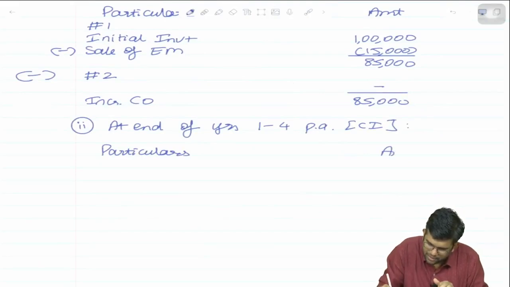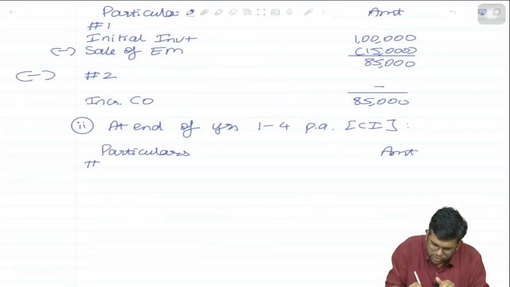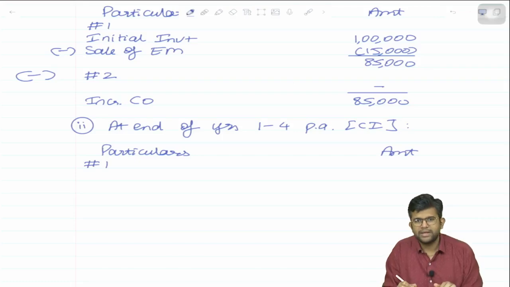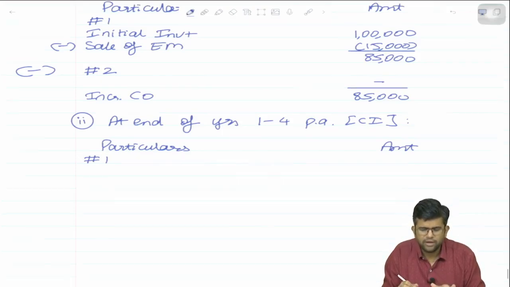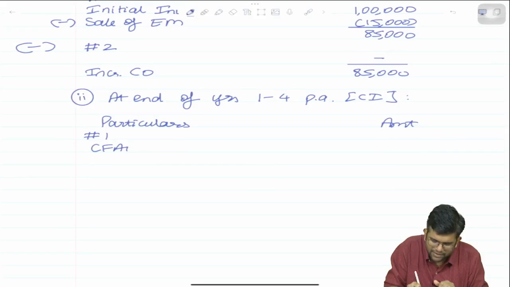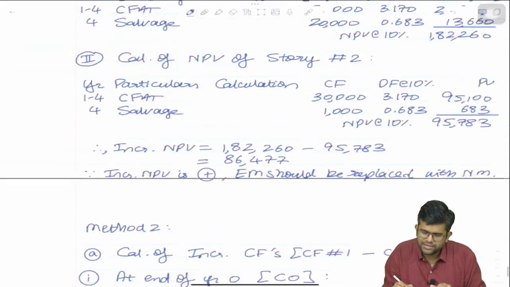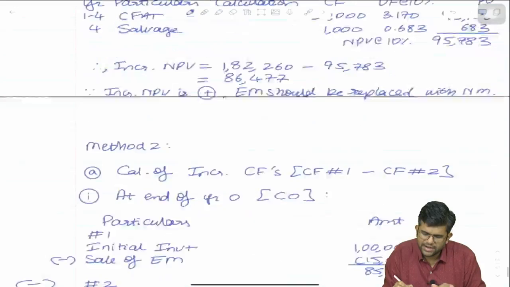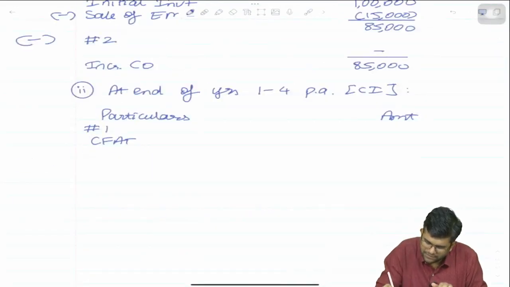I'll write here amount. Okay. Story number 1. Can I say in story number 1? Story number 1 means if I go for a new machine today, what will I get in these 4 years? Can I say I will get CFAT? Correct. I will get CFAT of rupees 80,000 per annum.